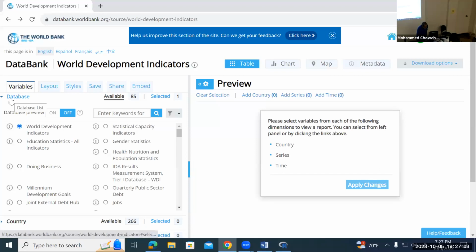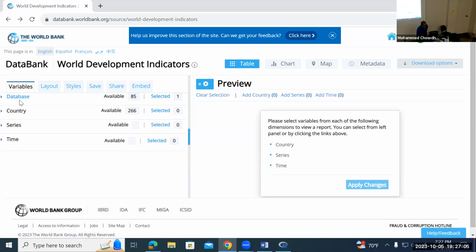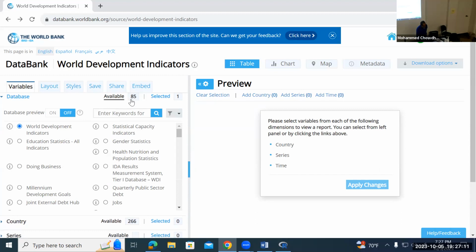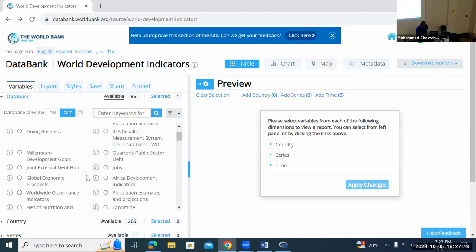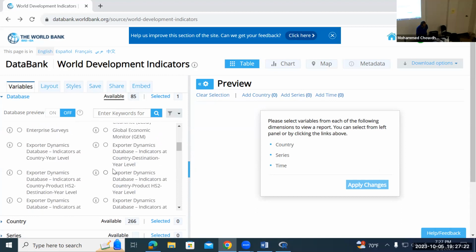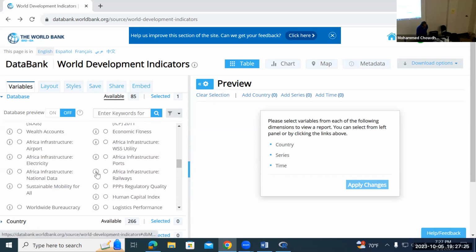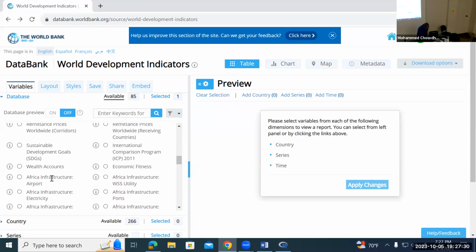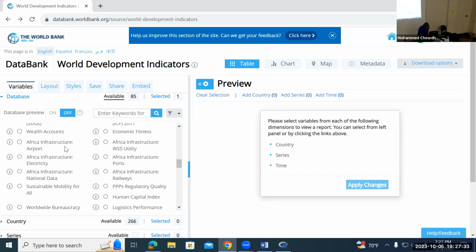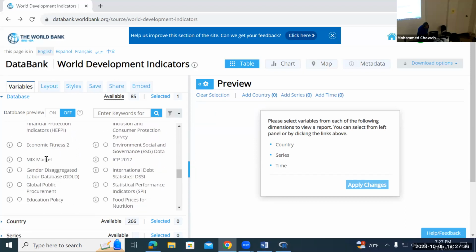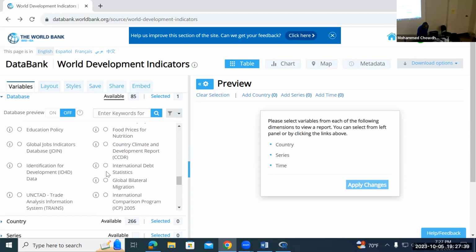So take a look, if I click on database, these are the 4 characteristics you have to use. This database has how many data? 85 types of database, okay? World Development Indicators, Education Statistics, Doing Business, and Jobs and Quarterly Public Sector. If you read all of the African infrastructure, railway, and then Africa Infrastructure Airport. And if you read economic fitness, mixed market, labor market, lot of data.